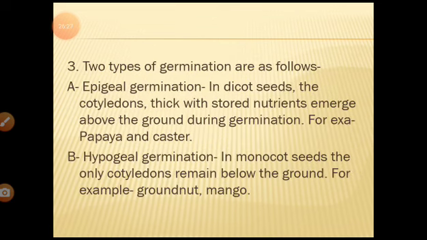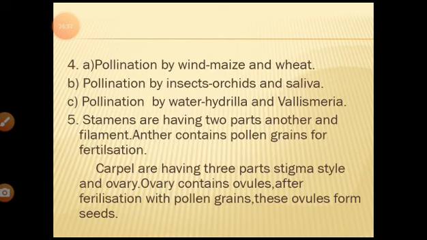Then answer number 3. Two types of germination are as follows. A, epigeal germination. In dicot seeds, the cotyledons, thick with stored nutrients, emerge above the ground during germination. For example, papaya and castor. B, hypogeal germination. In monocot seeds, the cotyledons remain below the ground. For example, groundnut and mango.